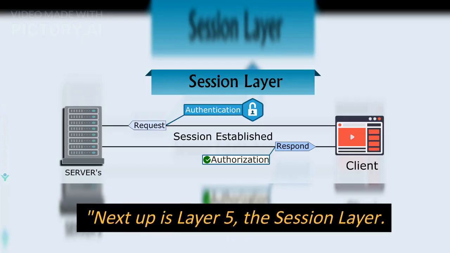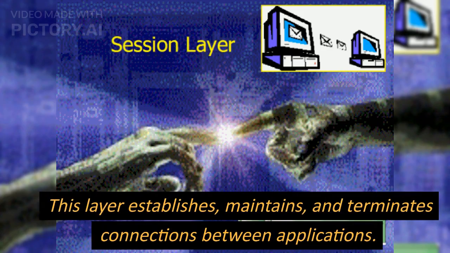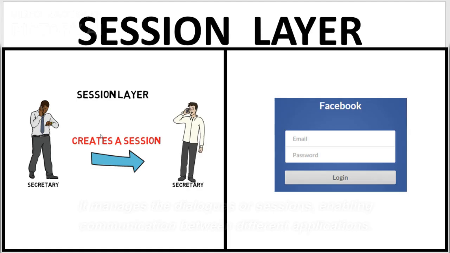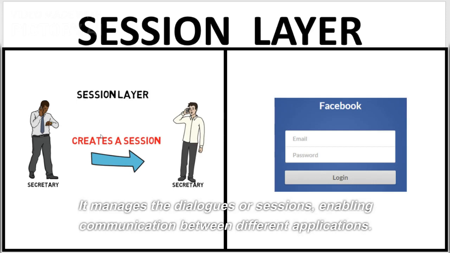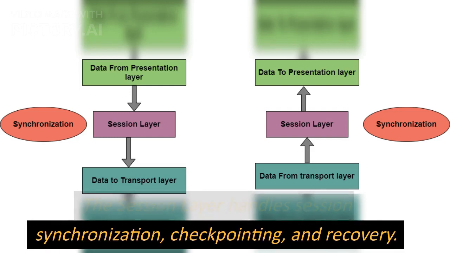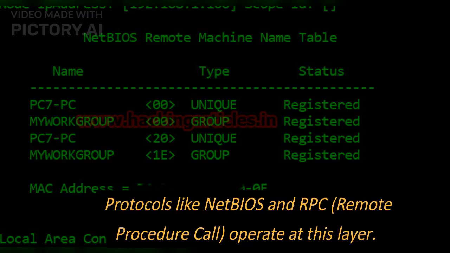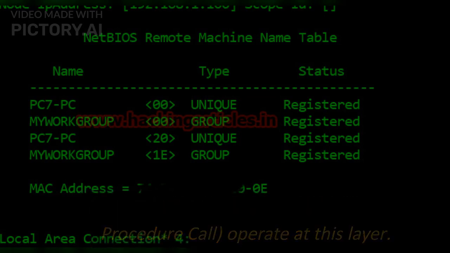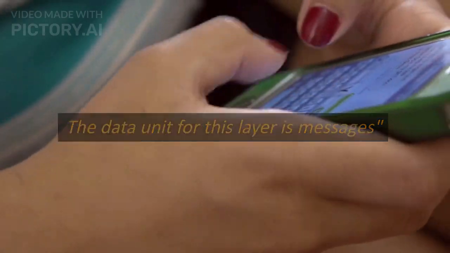Next up is layer 5, the session layer. This layer establishes, maintains, and terminates connections between applications. It manages the dialogues or sessions, enabling communication between different applications. The session layer handles session synchronization, checkpointing, and recovery. Protocols like NetBIOS and RPC, Remote Procedure Call, operate at this layer. The data unit for this layer is messages.